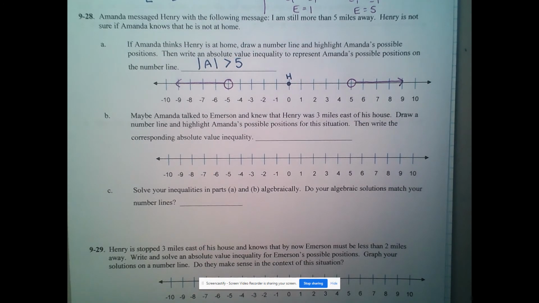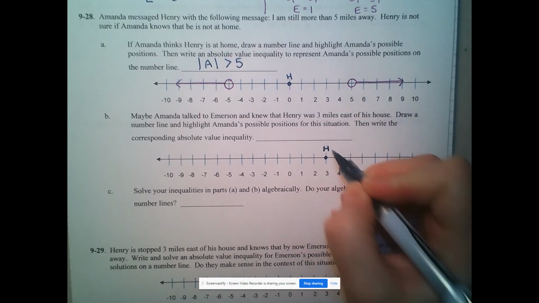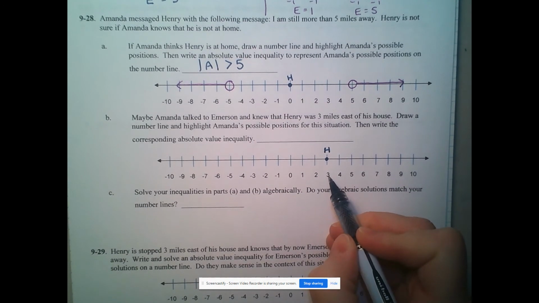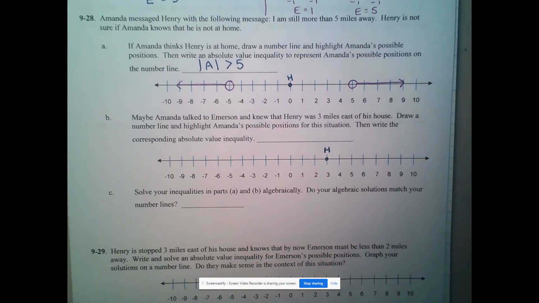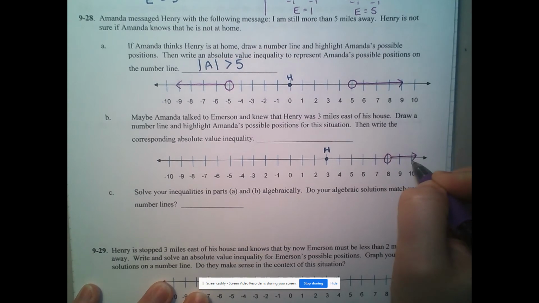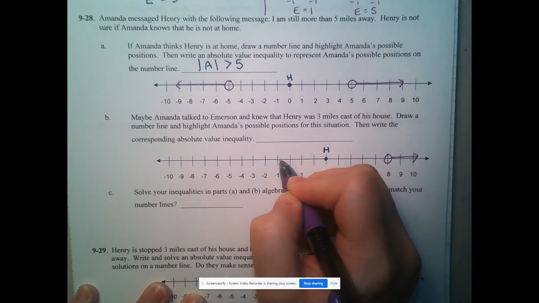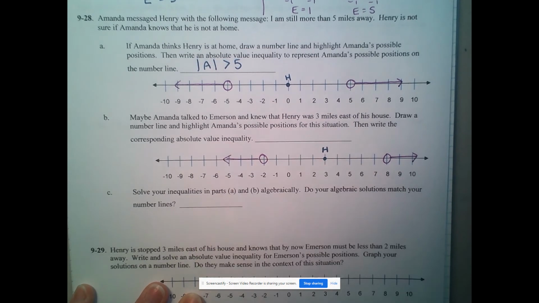Well, maybe Amanda talked to Emerson and knew that Henry was 3 miles east of home. So what if she knew that Henry was here at 3? Okay, so we've got Henry's location at 3. That's your new center point. That's the point that we know to be true, according to, Amanda chatted with Emerson and they both know that he's at 3. If she is more than 5 miles away, 1, 2, 3, 4, 5, she could be further than 8. And on the other side, 1, 2, 3, 4, 5, further than -2.